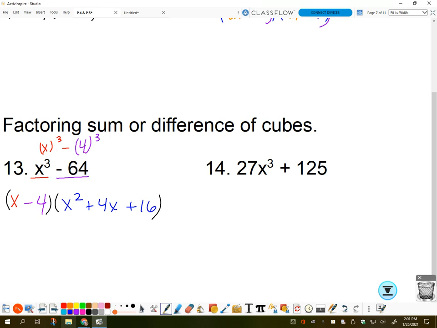Alright, so let's try another one. You need a short and a long, a binomial and a trinomial. Alright, cube root of this, so 3x. Then you want the cube root of this, so positive 5. Alright, now we use this guy. And we're going to square the first, multiply them together, change the sign, square the back.